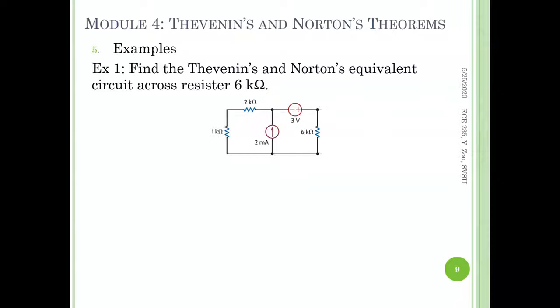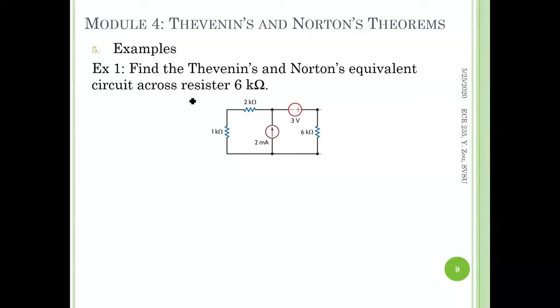Alright, now let's take a look at some examples to see how we really conduct the Thevenin and Norton's theorems. So example 1: find the Thevenin's and Norton's equivalent circuit across resistor 6 kilo ohm. Be very careful when you read the problem because it is telling you what is defined as part B and what is part A, the rest of the circuit. It's very, very important information as the first step.